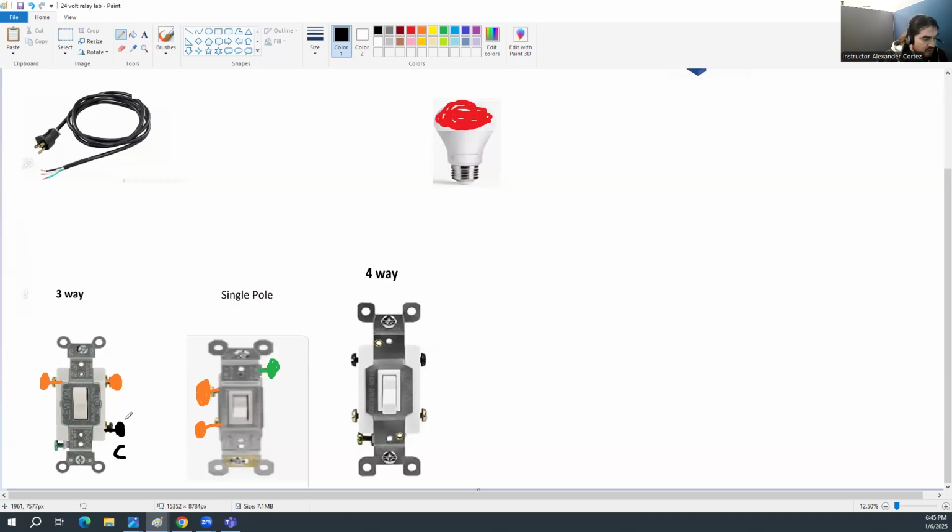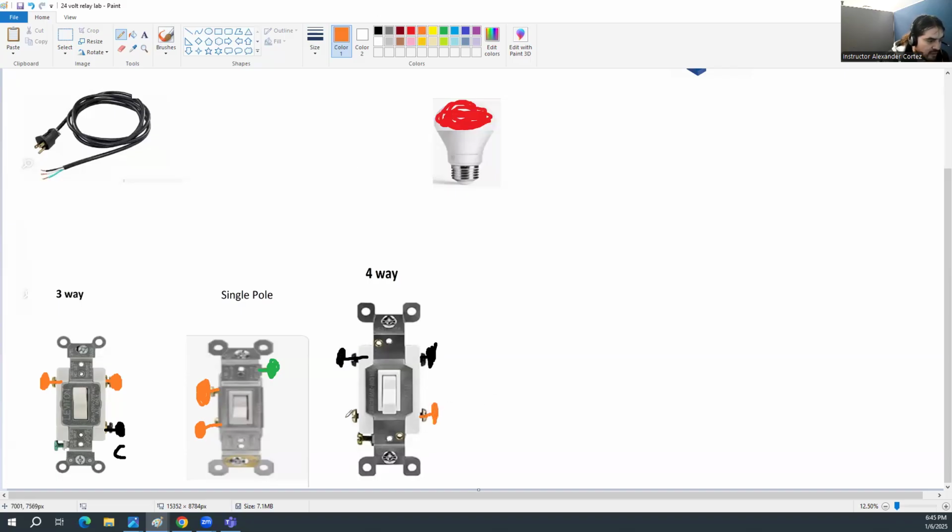So if it's got three screws, it's a three-way. We got two screws, single pole. And if it's got four screws, it's a four-way. And that's what we see here. Four. You got two black and you got two brass screws, right?